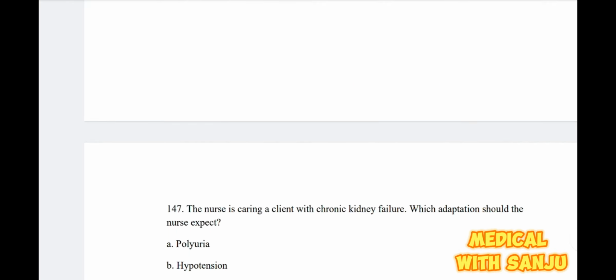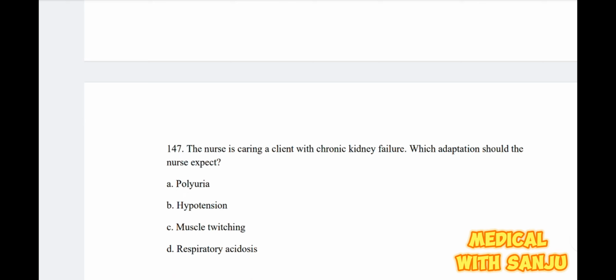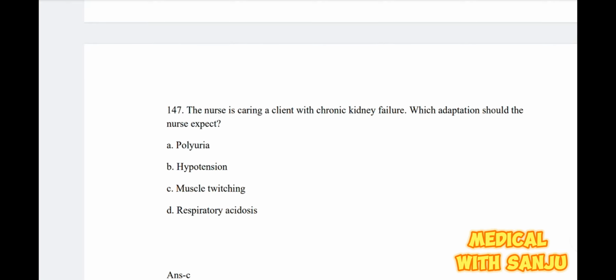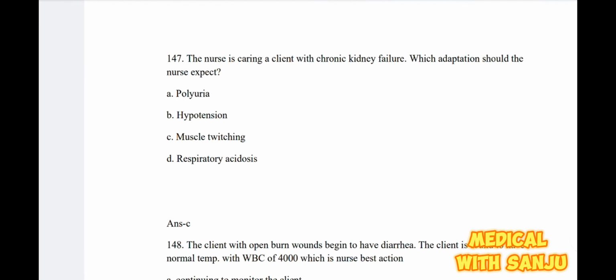Question number 147. The nurse is caring for a client with chronic kidney failure. Which adaptation should the nurse expect? Option A polyuria. Option B hypotension. Option C muscle twitching. And option D respiratory acidosis. The right answer is option C, muscle twitching.